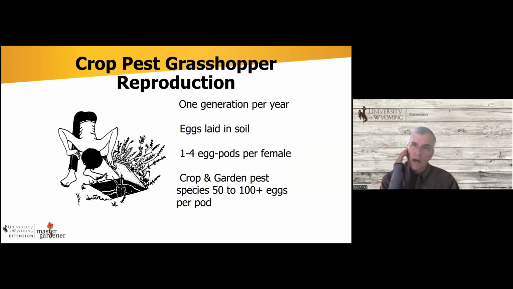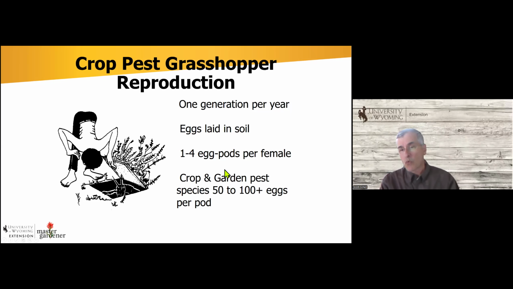Our crop pest grasshoppers only have one generation per year. The eggs are laid in pods in the soil. They have preferences on where they like to lay their eggs, and that's part of the reason why those particular species are crop pests, because they can take advantage of the habitat that we create around the edges of our fields. If egg pods are laid in an area that gets heavily tilled, the tillage will destroy those egg pods. But they usually lay them in association with the fence rows and borrow ditches that are adjacent to the fields.